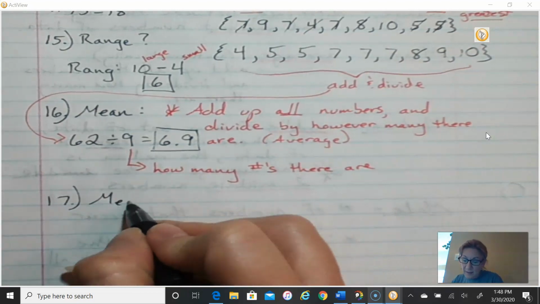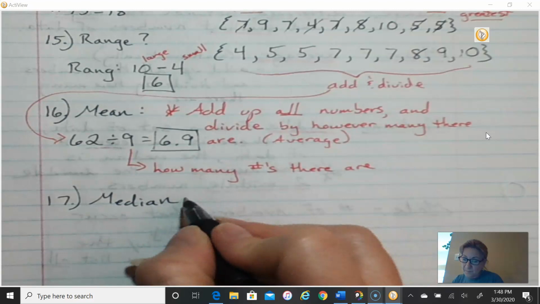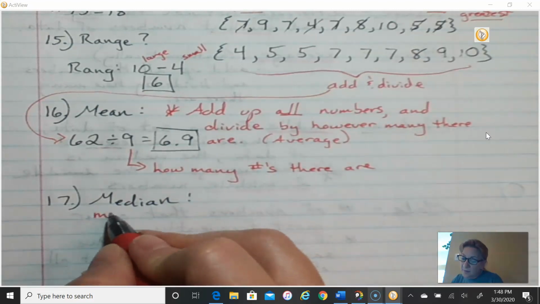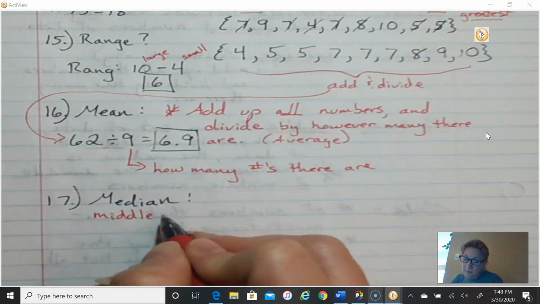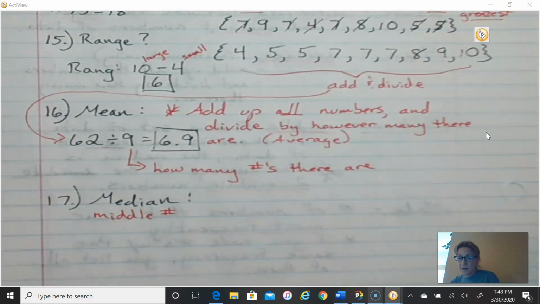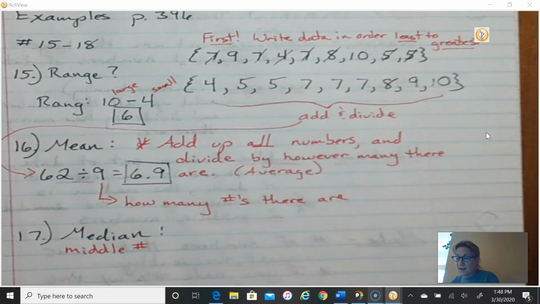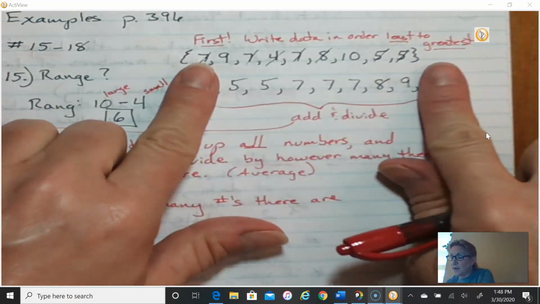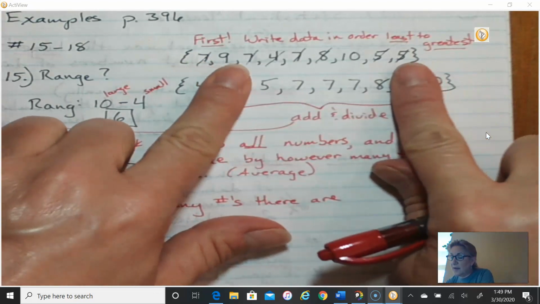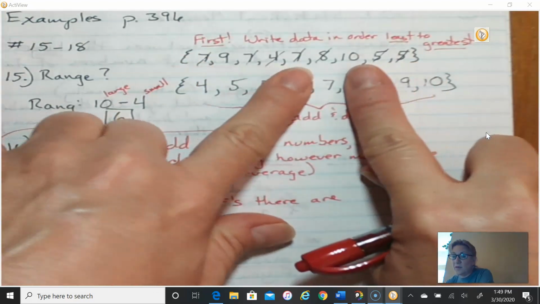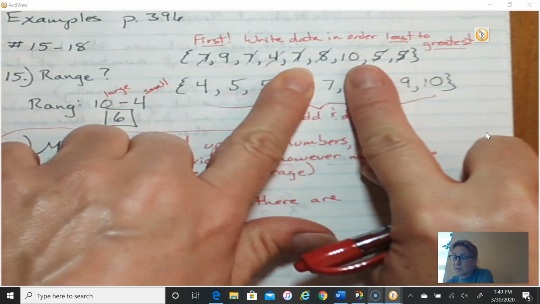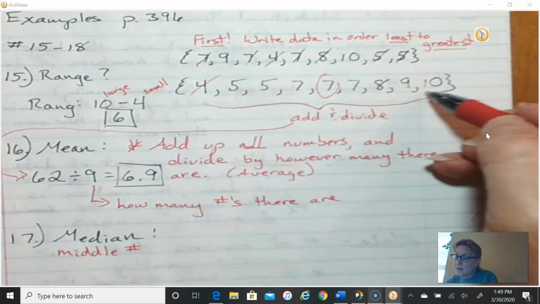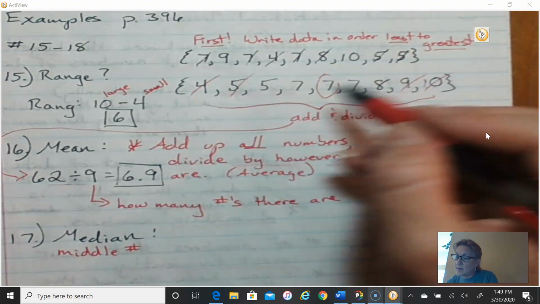17 is the median. All right, remember that's the middle number. So watch this. I have told my students before, you can use your fingers and go slowly over so you see what number is there in the middle. 7. Or you can just cross them out as you go.